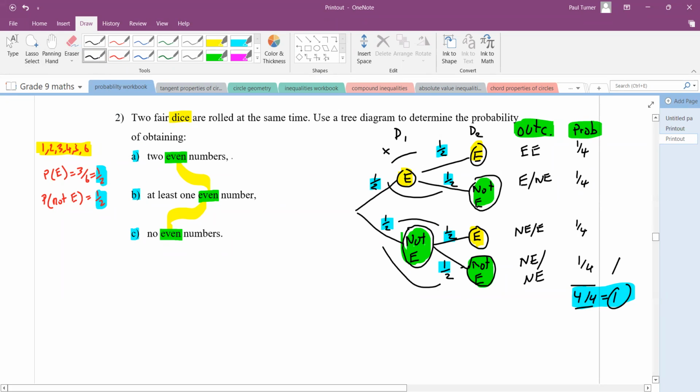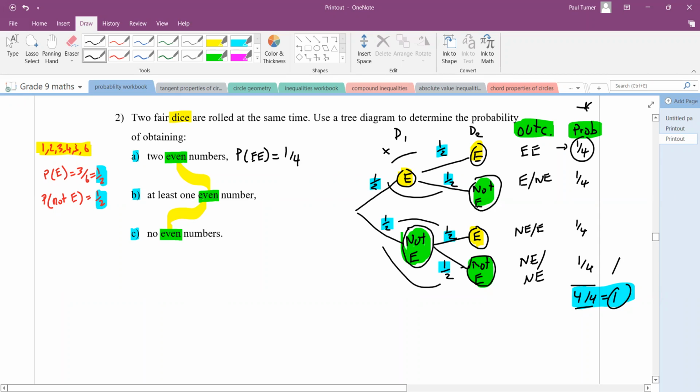So what is your probability of 2 even numbers? So that's EE. So we go back to our tree where the probabilities are, and we select from these numbers here. So 2 even numbers, EE, so that's going to be a quarter. So simply we put in a quarter there, 25%.